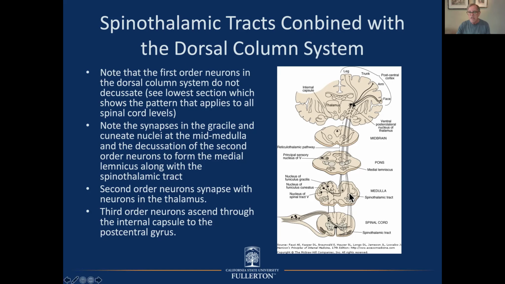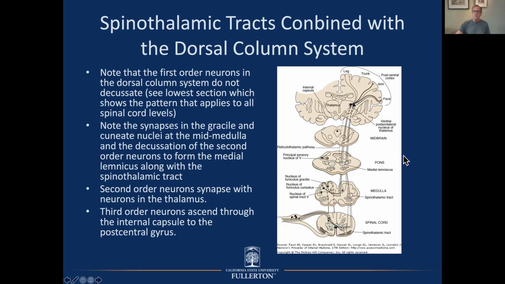And here it is, labeled. And then you can see at the mid medulla, the second order neurons for the fine touch and proprioceptive system cross and join the spinal thalamic tract to form a medial lemniscus. So that is what we're seeing here. It's just the same thing as the schematic you just saw. It brought the two systems together. It shows where they come together, mid medulla, and it shows you by the time you get above the mid medulla, the pathway is carrying all of that sensory information from the opposite side of the body.